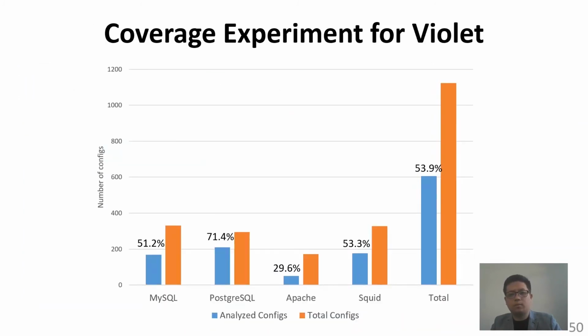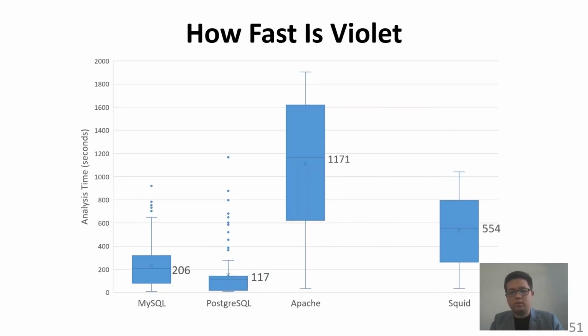We also conduct a coverage experiment which tries to derive a performance model for as many configurations as possible. The result shows that Violet can derive a performance model for 53.9% of the configurations. We finally test the analysis time for 471 parameters in the coverage experiment. We found that the median analysis time for MySQL, PostgreSQL, and Squid is less than 10 minutes, and for Apache, the median time is less than 20 minutes.